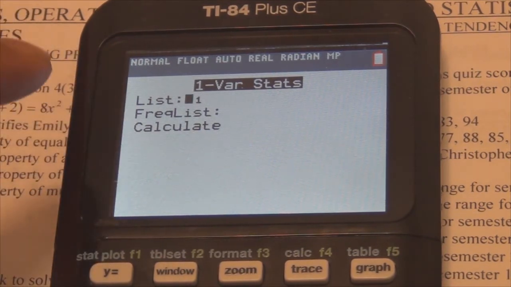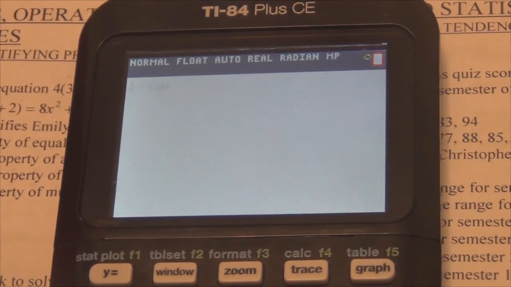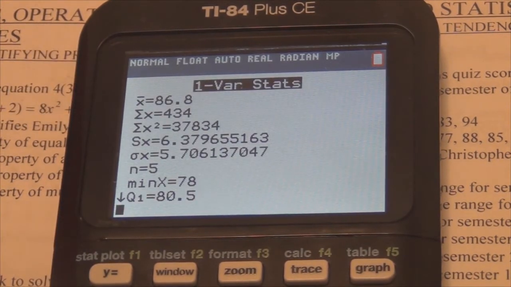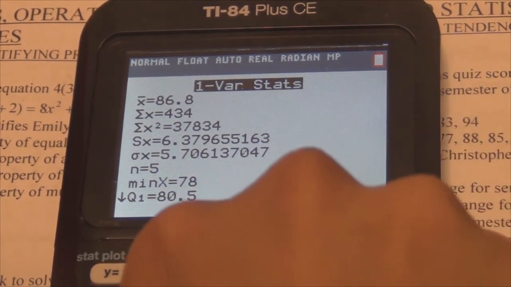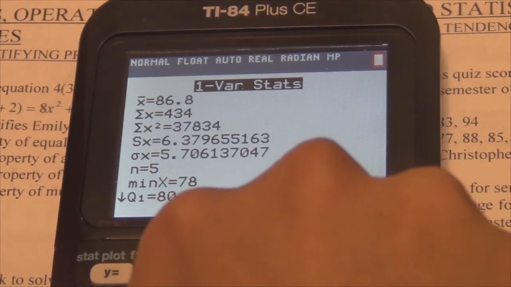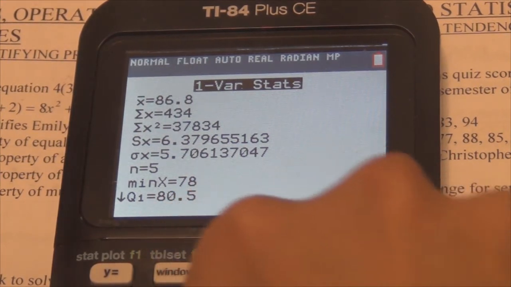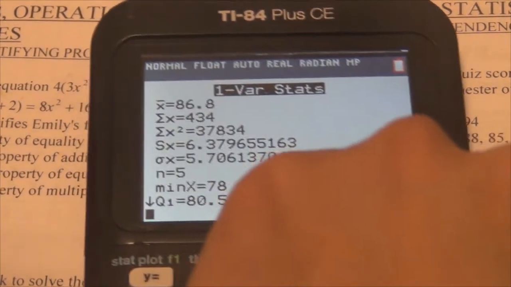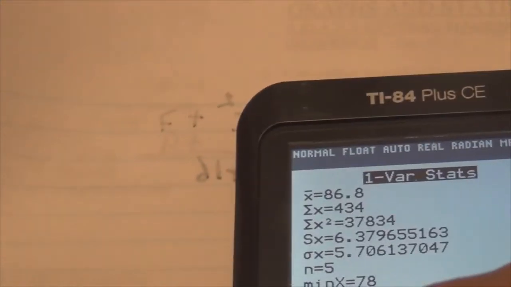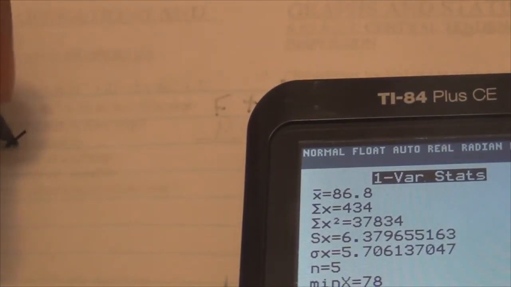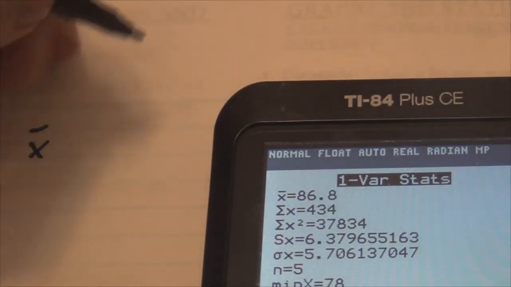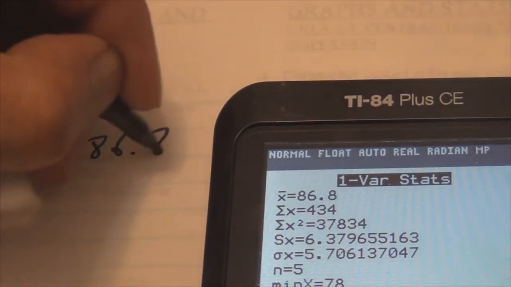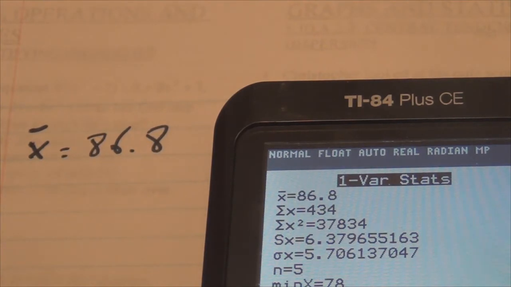You don't have that. Okay, so enter, and calculate. So now it's telling me that the mean is 86.8. I need to write down the information that I have. You could actually read it from the calculator, but you still have to write it down. So I'm gonna write it down over here. My mean, my average, is 86.8. What else do I need to know?